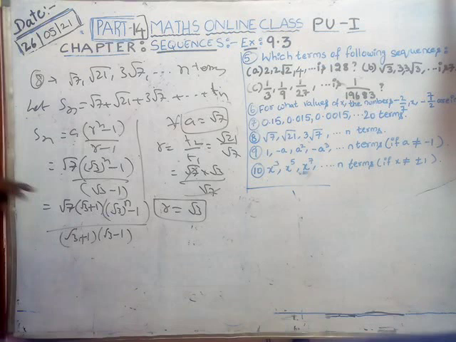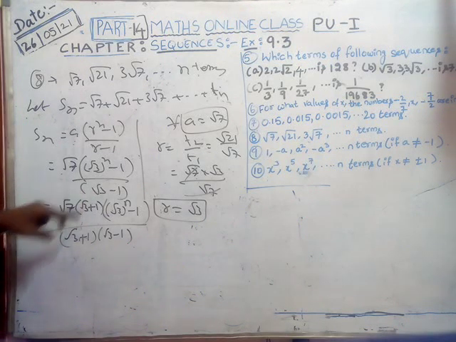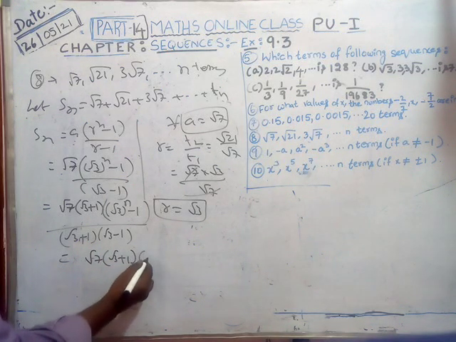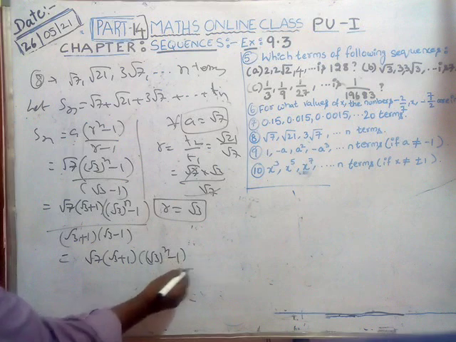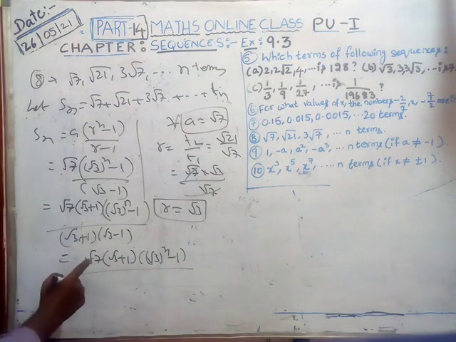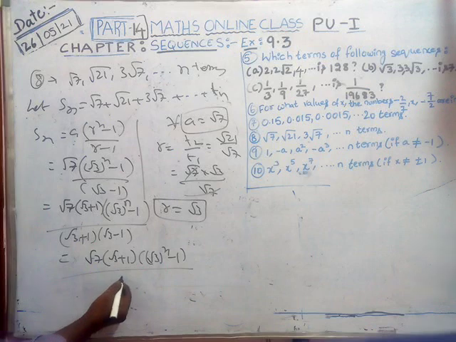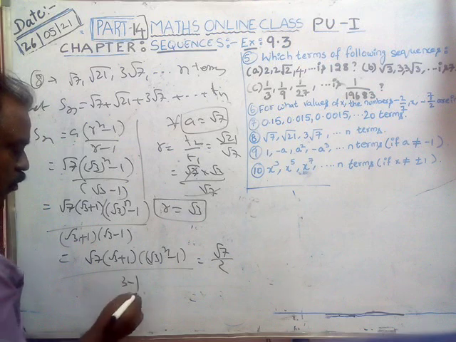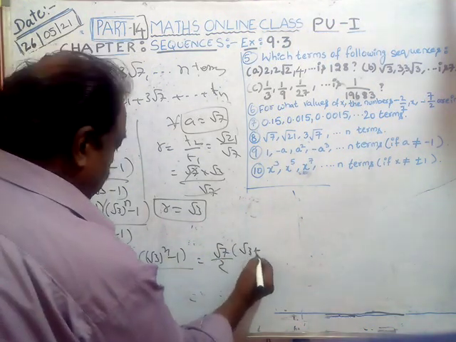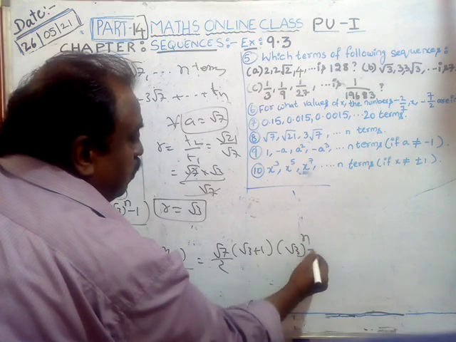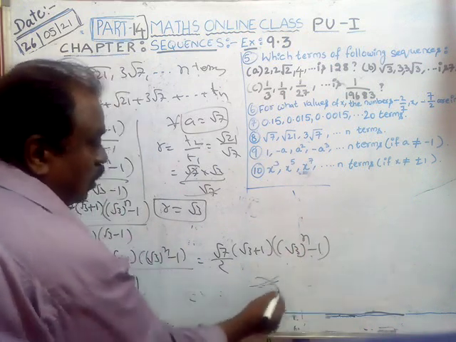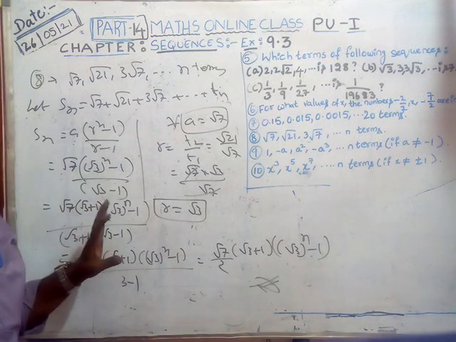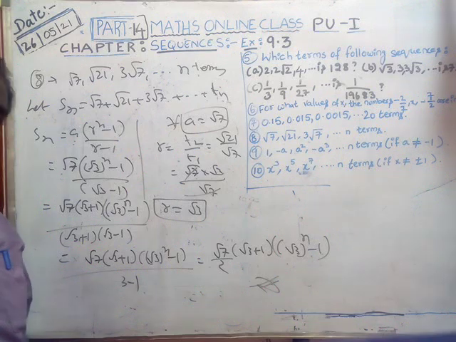In order to make the denominator rational, since an irrational is there, we use a plus b into a minus b, a square minus b square: root 3 square minus 1, 3 minus 1. It is root 7 by 2 of root 3 plus 1 of root 3 power n minus 1. Like that, we will solve the problems. Problem 8 is over. Try to solve 9 and 10. Thank you.